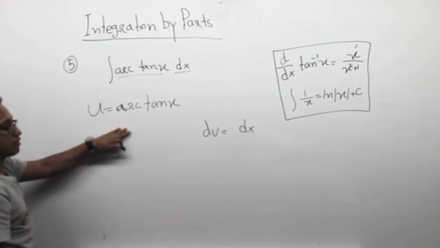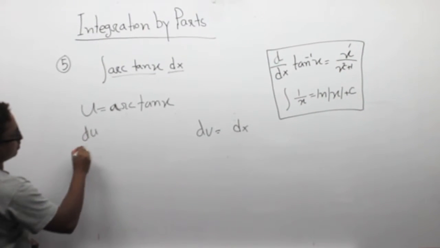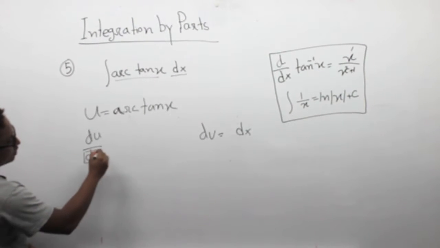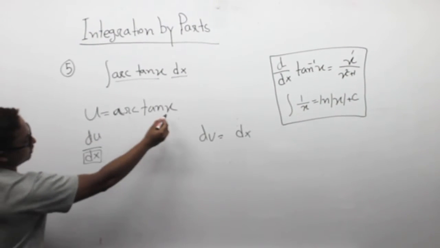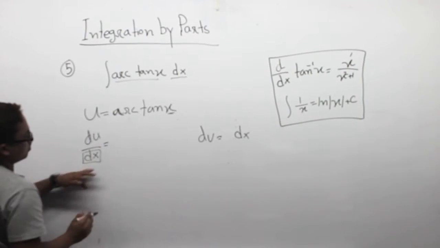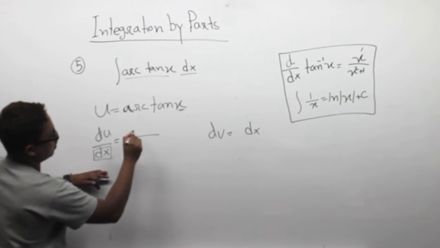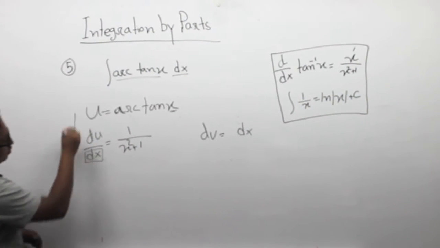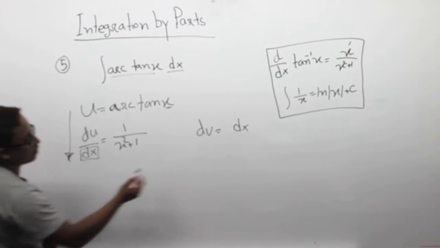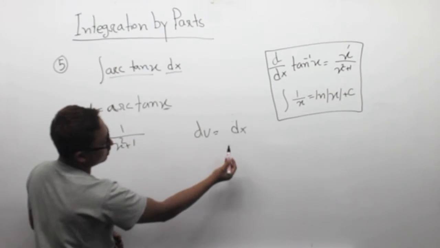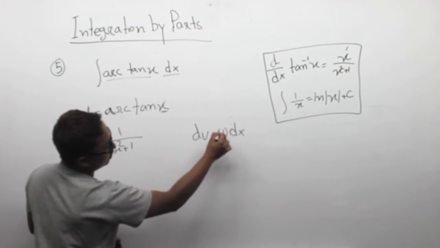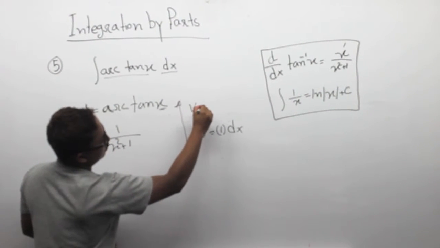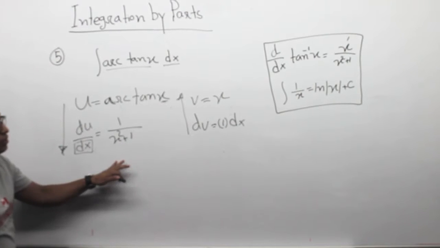So differentiation of arc tangent x is du dx, because we're differentiating this one with respect to x. So differentiation of this one is 1 over x square plus 1. So this one will go down, and here you can see dx, so there is a hidden 1 in front, so it will go up. So integration of 1 is x. So now we will get back to our question.